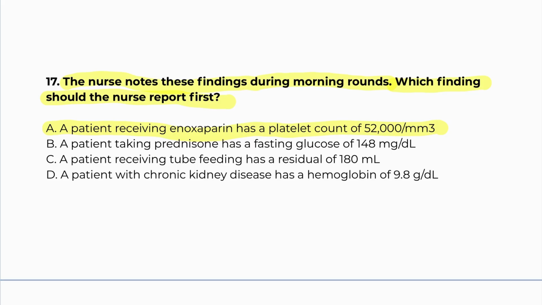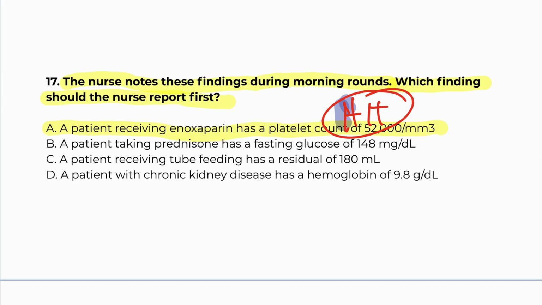But letter A, this is a lab result. What do you think it's telling us? If the patient is on enoxaparin, what do you think it's telling us if their platelet count is already at 52? The thing that you're thinking about is HIT, heparin-induced thrombocytopenia. That's a concern because there is an increased risk of bleeding at this time. So that's why that's the priority. That's the first thing you have to report.